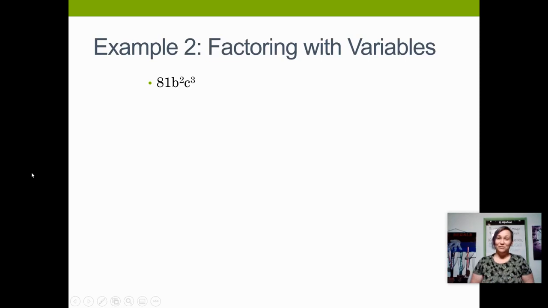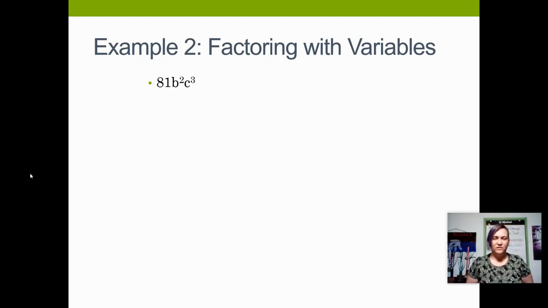Now we're in algebra class, so we're not just going to do factoring on numbers, we're also going to be factoring with variables. So let's take a look at this problem, and we want to again write the prime factorization, and in this question it's 81b squared c to the third. So for the coefficient part, the 81, we're going to do the same thing we did on the previous problem, which is we're going to do a factor tree.